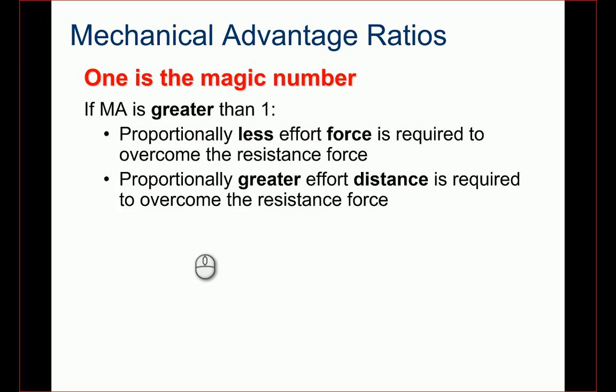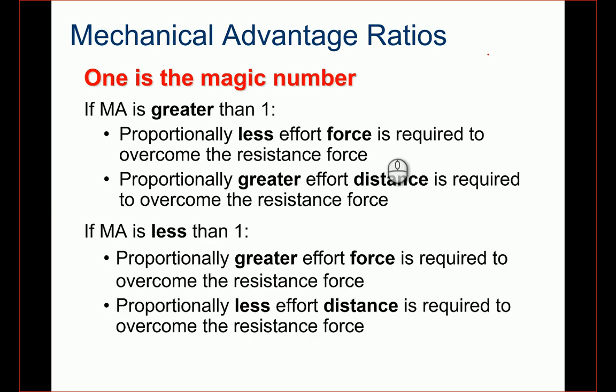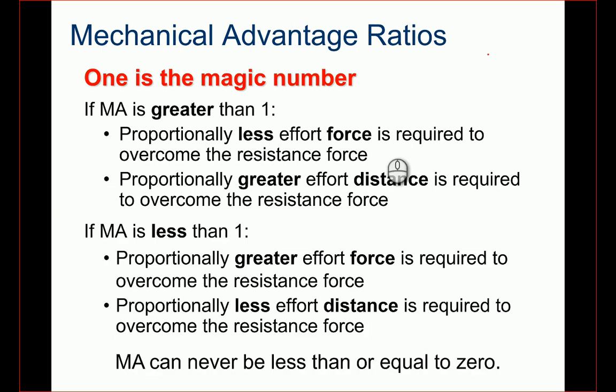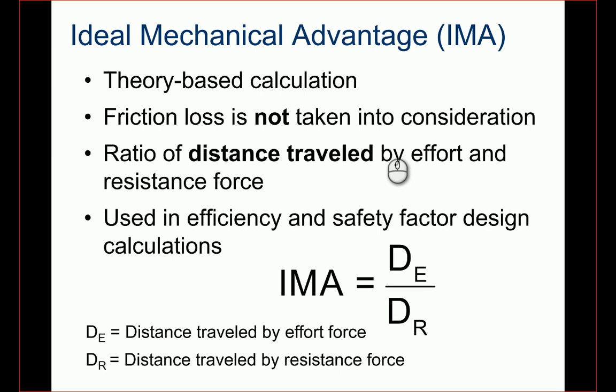If my proportion, that is to say the force of my resistance over my effort, ooh, I think that's backwards. I'll come back to that. That is to say if the force of the effort over my resistance is less than 1, proportionally less force is required to overcome the resistance, but a proportionally greater distance is required. Or if it's less than 1, a proportionally greater force is required to overcome the resistant force, over a proportionally shorter distance. Mechanical advantage can never be 0. Okay, we'll come back to that.